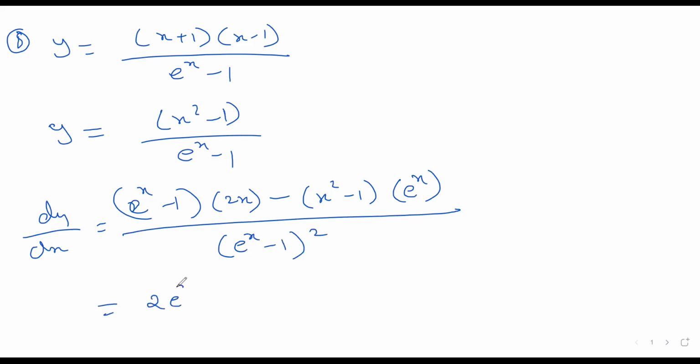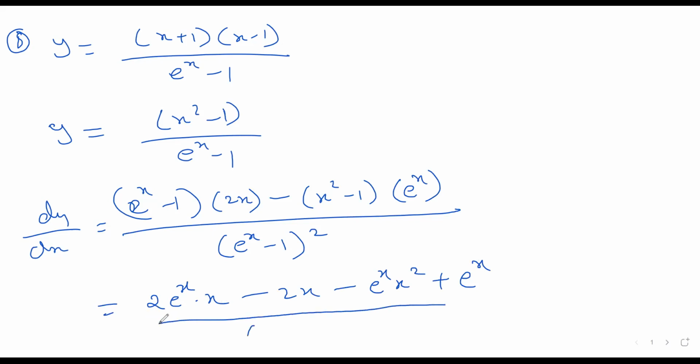So it is 2 e raised to x, x minus 2x minus e raised to x, x square plus e raised to x. काहीच cancel होत नाहीये. So no issues. Just keep it as it is. E raised to x minus 1 bracket square, sorry.